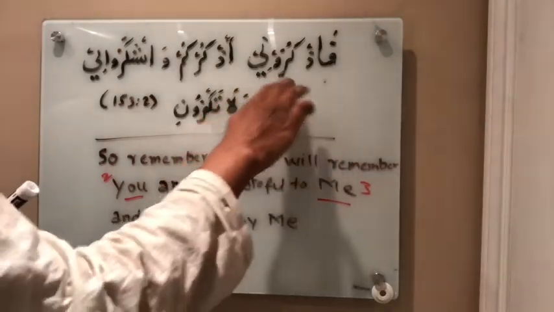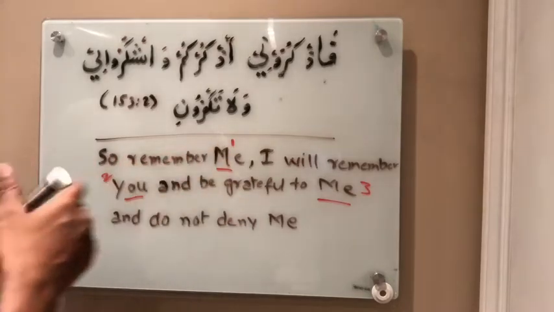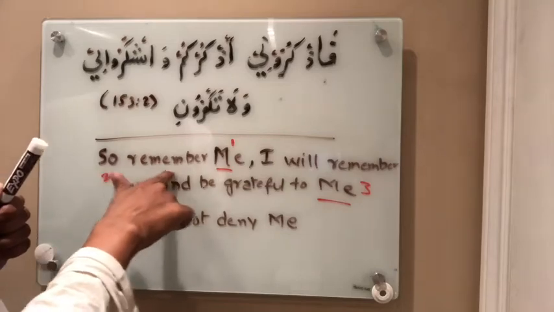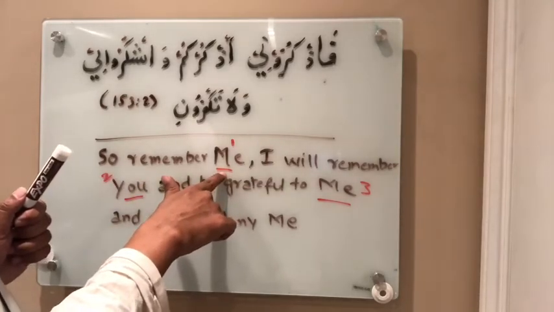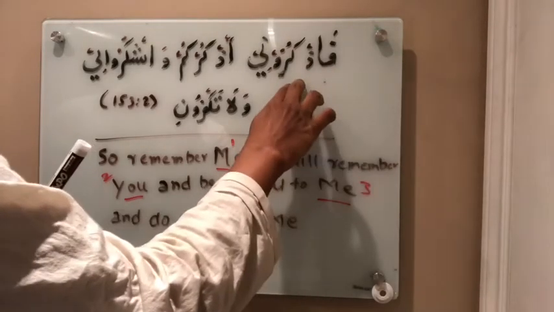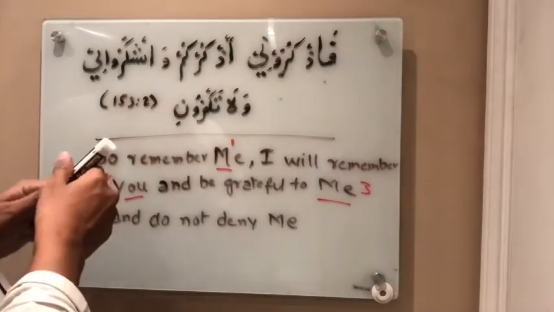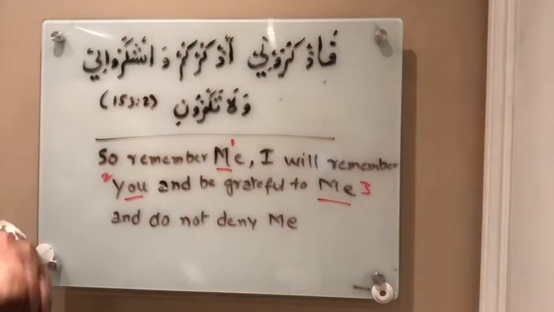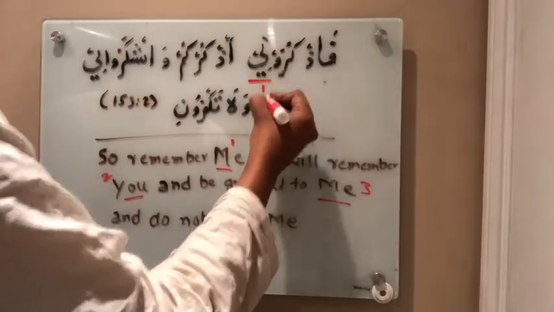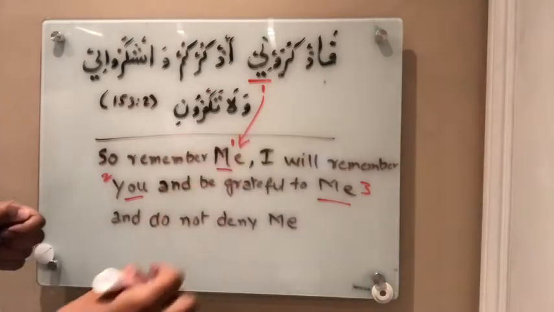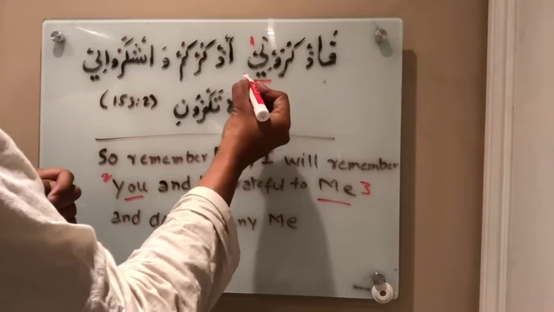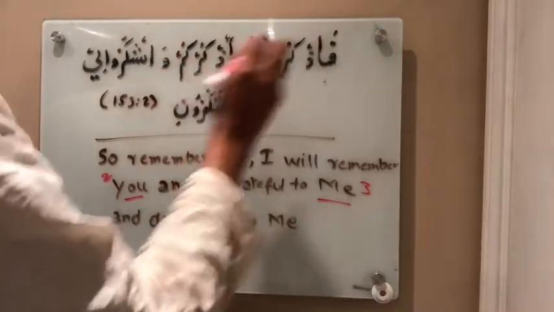Faskuruni, remember me. So let's map this out. Where is this me? I'm looking at the translation here. So, remember me. How do we know it's me? Because, so remember, fa, so zikr, remember me. We know from this ni here, this is referring to me, right? This is referring to me at the end. Like kitabi, the ye at the end is pointing to my.